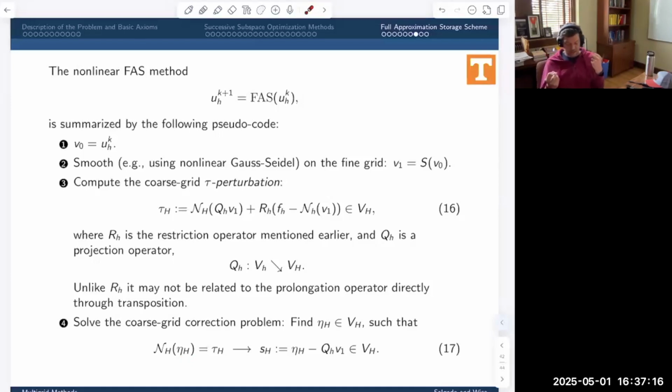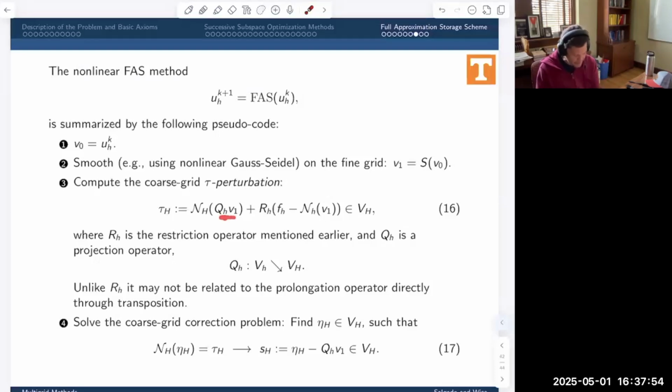It's more like something which looks like the original, well, the true solution, actually. So what I'm going to do is to calculate something which does look like the coarse grid error, the so-called coarse grid correction. I'm going to take this thing I'm finding here, and I'm going to subtract from it QHV1. This object here, QHV1, is what is called the full approximation.